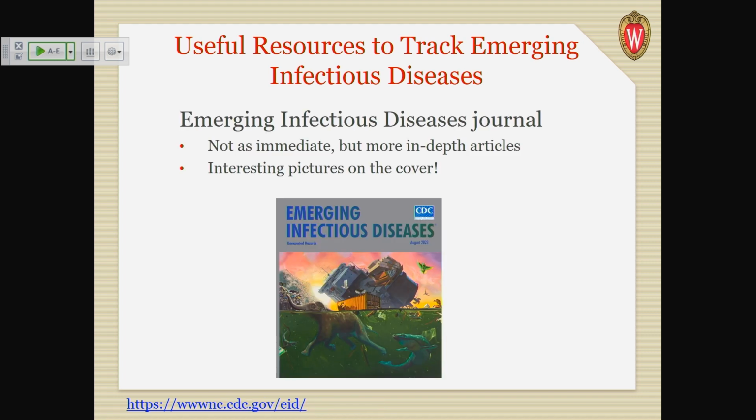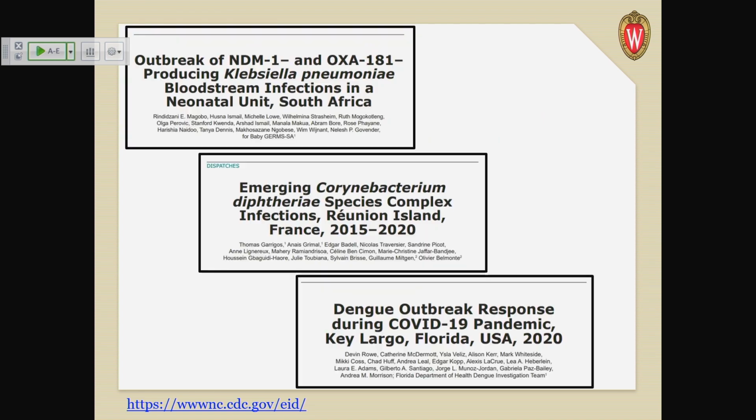And then one last thing that CDC also puts out is the Emerging Infectious Diseases Journal. The information isn't quite as immediate as ProMed Mail or sometimes as MMWR, but they have really good in-depth articles, and they always have pretty interesting pictures on the cover also. So here are a few of the most recent articles in Emerging Infectious Diseases. Klebsiella outbreak in South Africa that carries both NDM and OXA-181 carbapenemase genes. Corynebacterium diphtheriae emerging complex in Reunion Island, and a dengue outbreak response during COVID-19, where they talk about, because of the COVID-19 restrictions, how they changed their mitigation for the dengue outbreak.